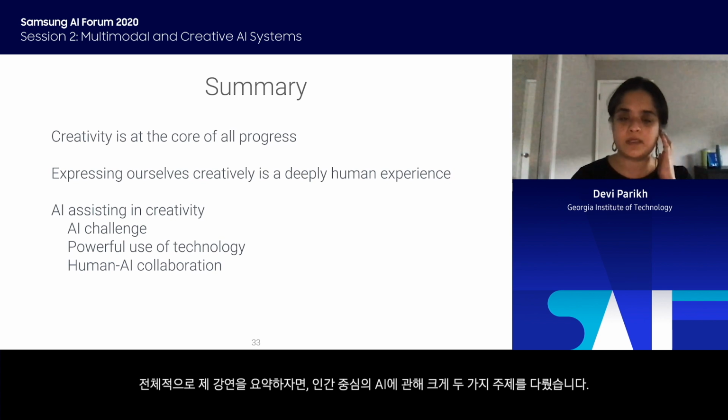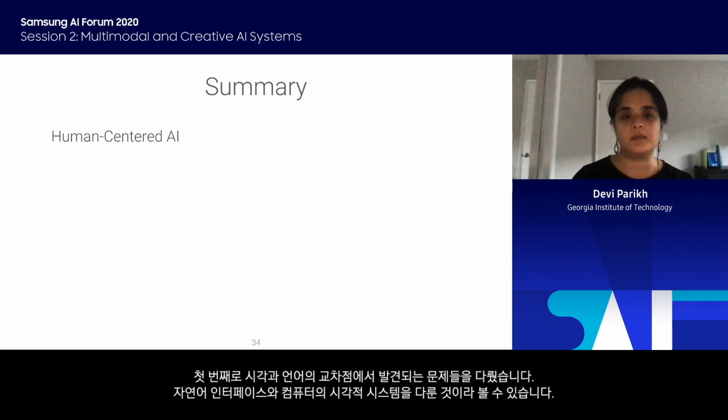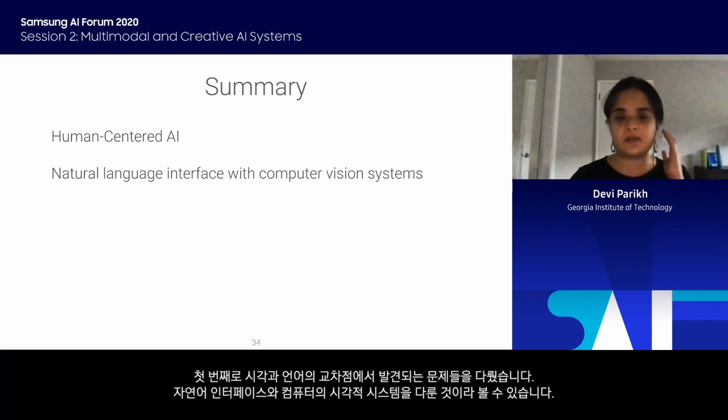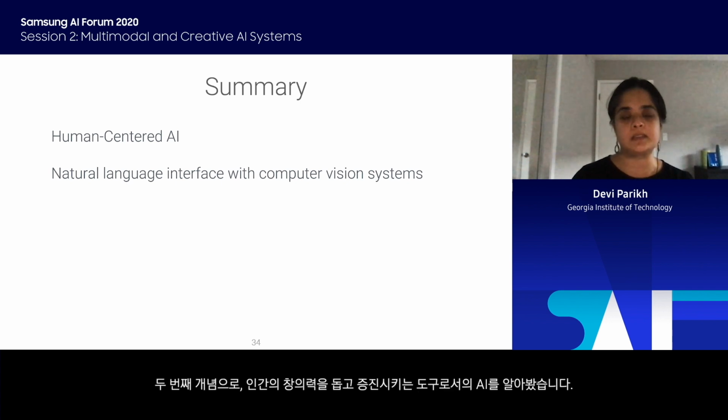So overall, to summarize my talk, I talked about two different themes within this context of human-centered AI. The first was problems at the intersection of vision and language, which can be thought of as having natural language interfaces with these computer vision systems. And the second is this idea of trying to use AI as a way of assisting or enhancing human creativity.